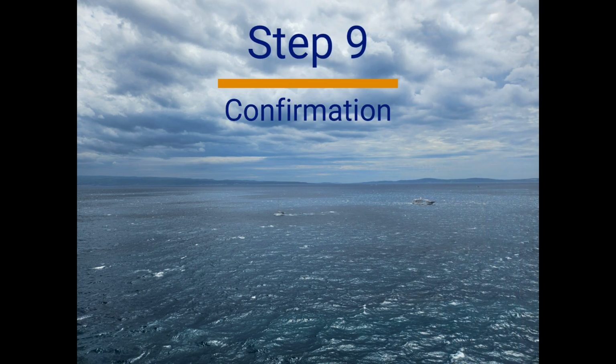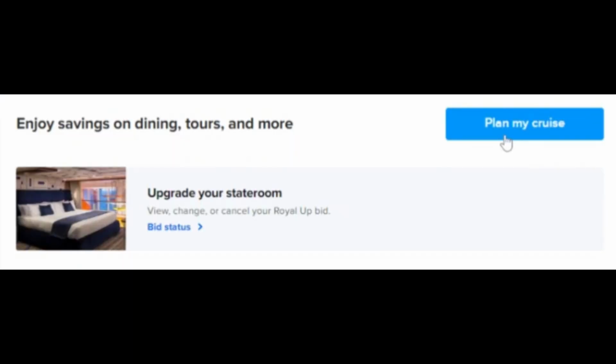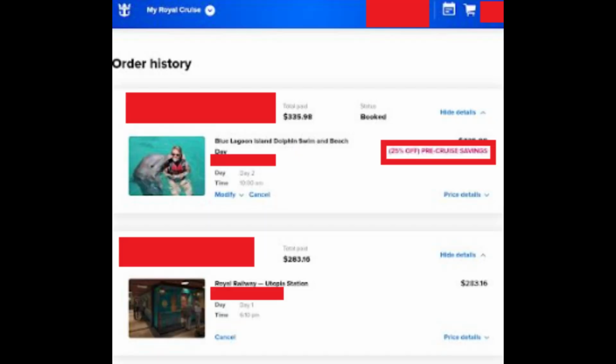Step 9. Confirmation. After payment, you'll receive a confirmation email with your booking details. Log into your Royal Caribbean account to manage your reservation or make additional arrangements.